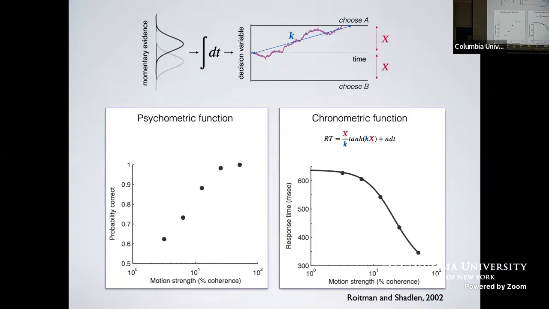But then the really cool, super exciting thing, at least to those of us who get super excited about fitting models to data, is that once we fit the free parameters of this model to the chronometric data, we can take the fit values of those parameters and ask how well they predict the choice data, and it looks something like this. And so by simply matching the time domain data, we can at the same time, using the same process, understand the choice data.